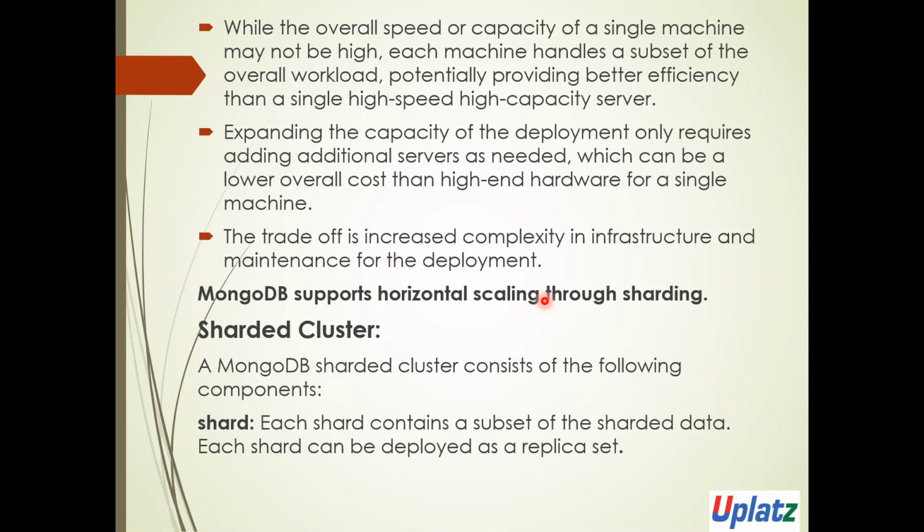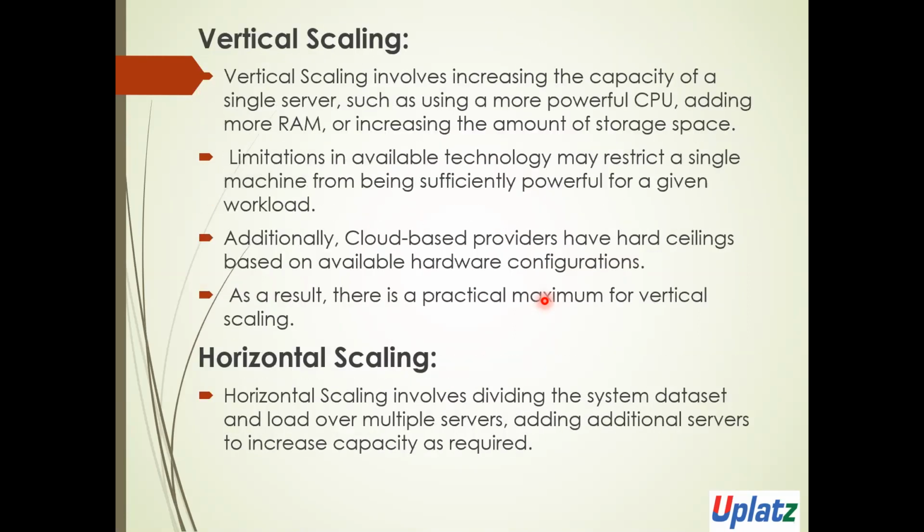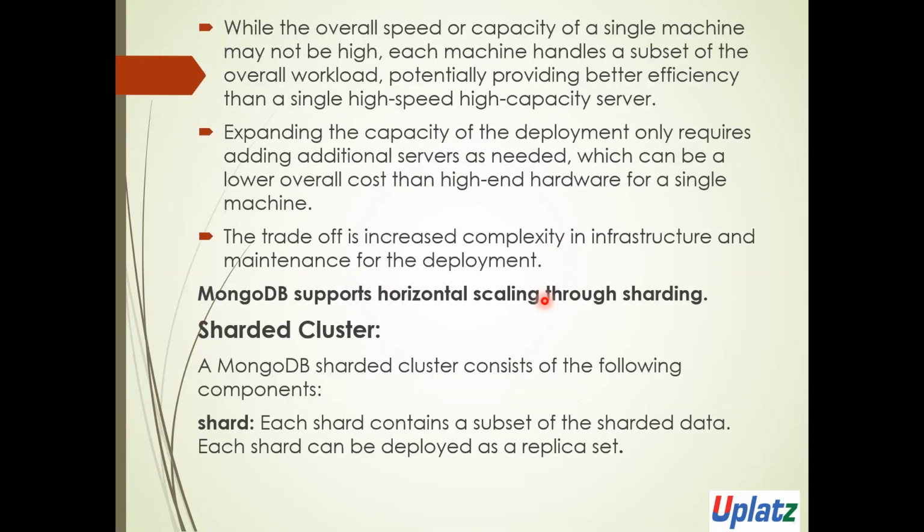Sharding is nothing but storing the data across multiple machines. With the help of horizontal scaling, it will make the CPU more powerful and increase the RAM size across multiple servers. It will not concentrate on a single server. That is the advantage of using horizontal scaling compared to vertical scaling.